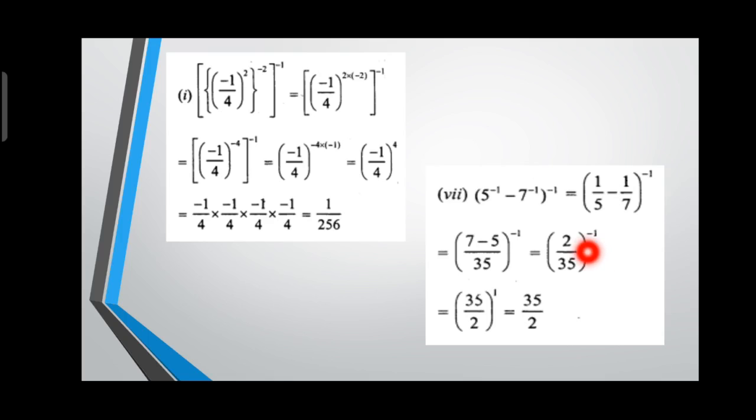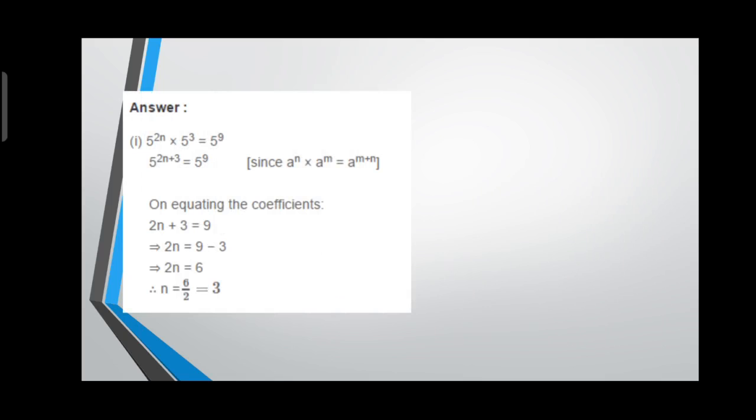Right children? Okay, as you are seeing, the power is negative, so we have to take the reciprocal, which is 35 by 2. So the final answer is 35 by 2. Am I understood children? Okay, and let me show you another example.